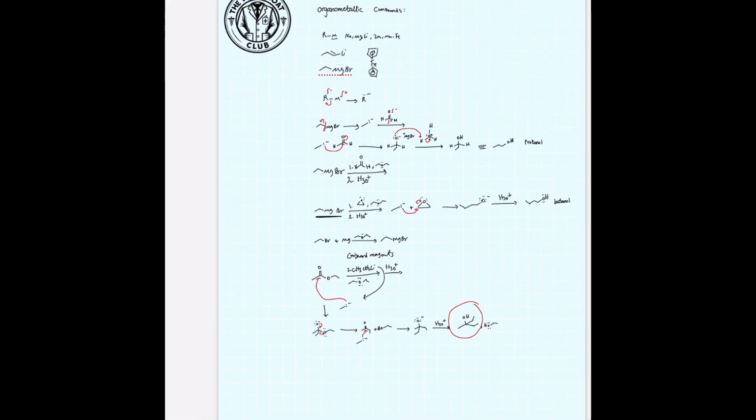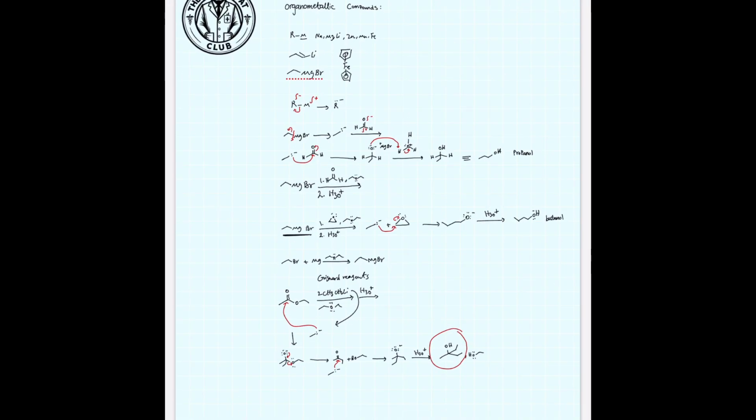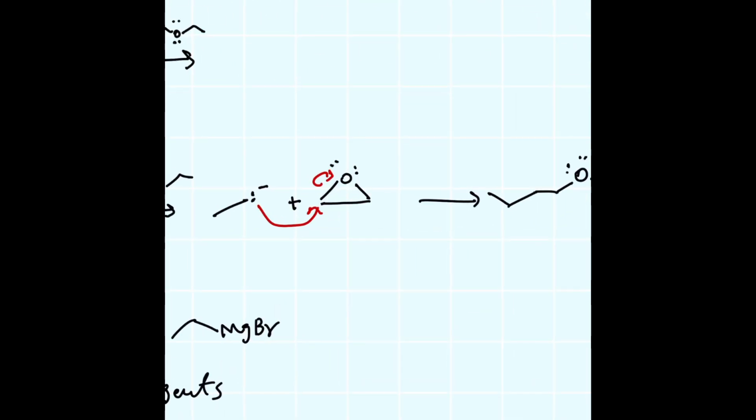So that's basically what organometallic compounds are all about. You react them with a carbon that has a partial positive charge, usually connected to an oxygen. If it's double bonded, it'll give you an alcohol. If it's single bonded, it'll also give you an alcohol. But it's only if you reacted with this guy right here.